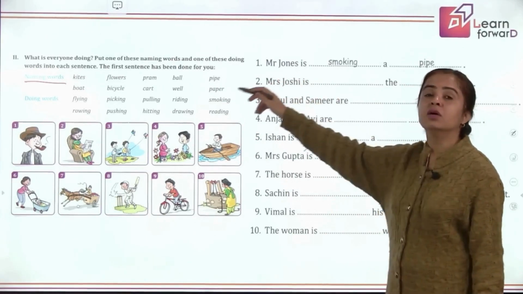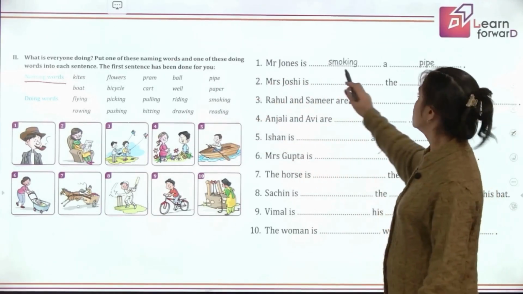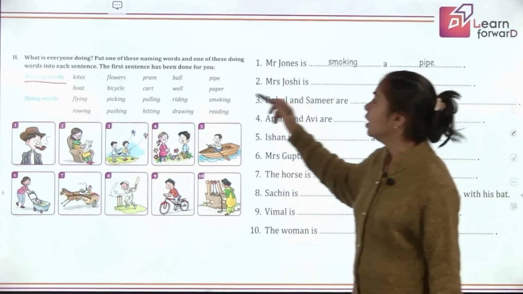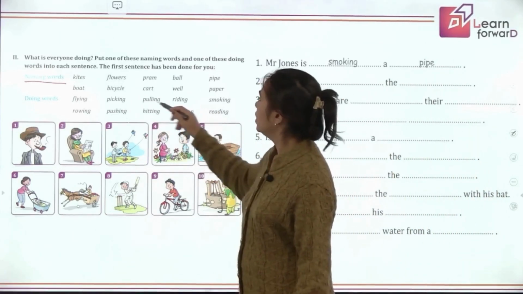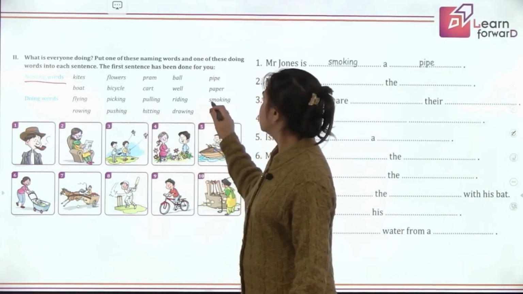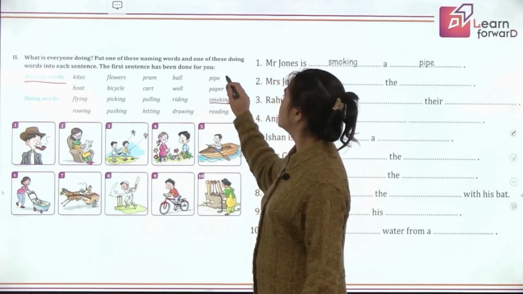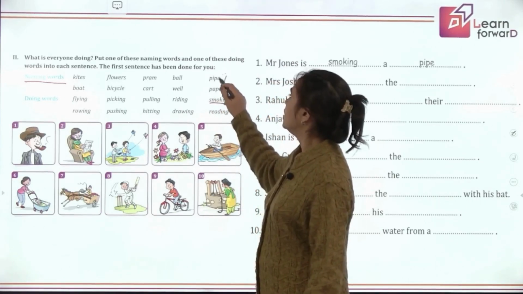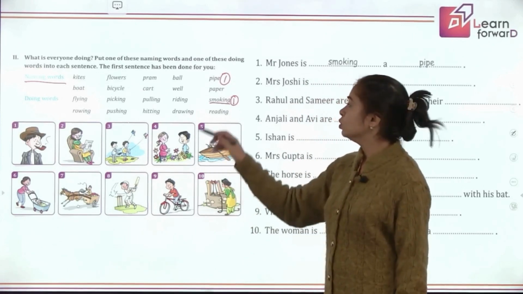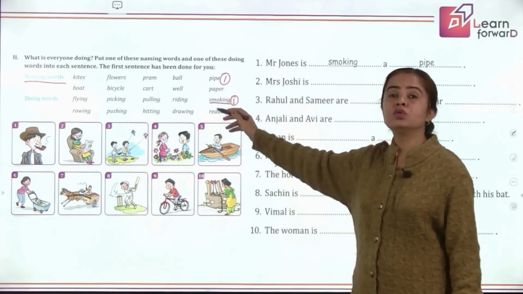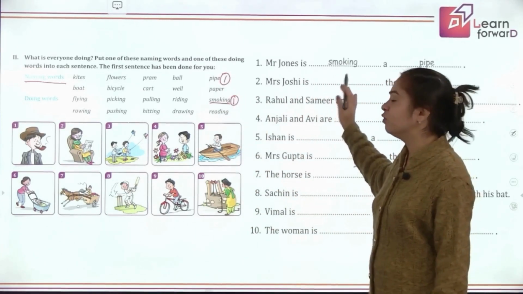Jones is, what is he doing? He is smoking. What is he smoking? Yes, this is number one. He is smoking a pipe. So, from the two lists, these two words will help you complete the first sentence.